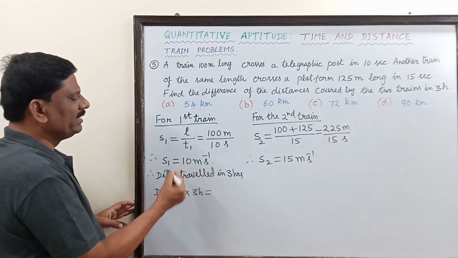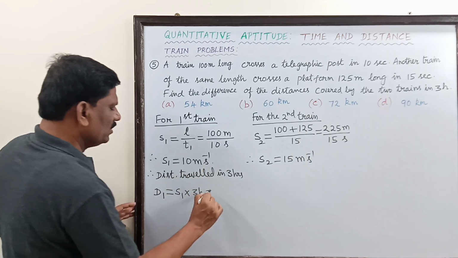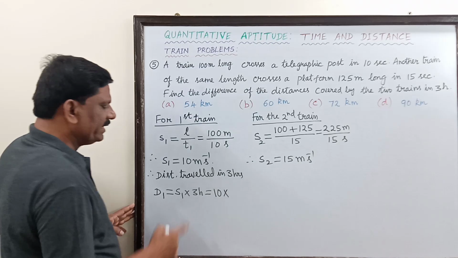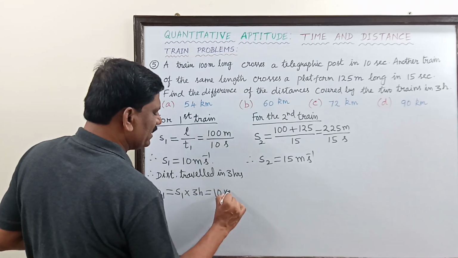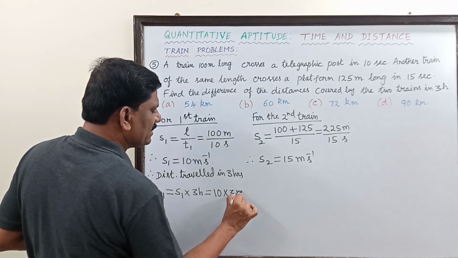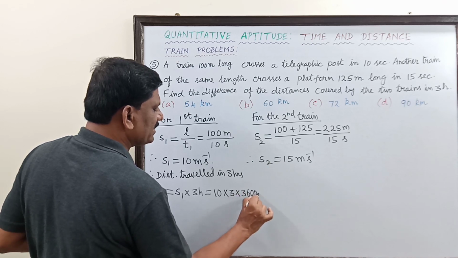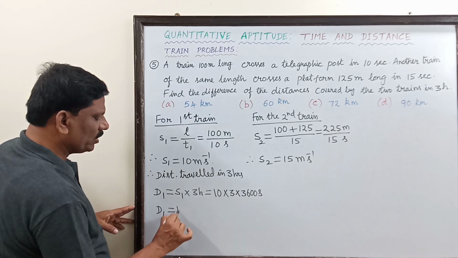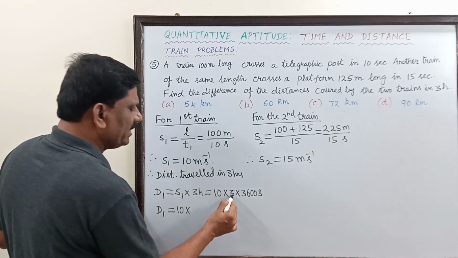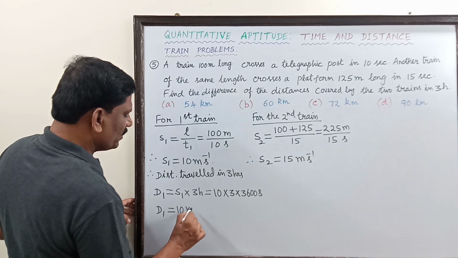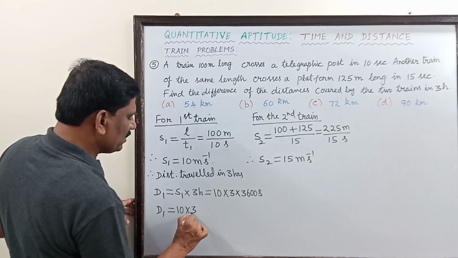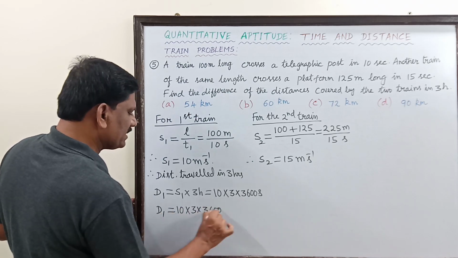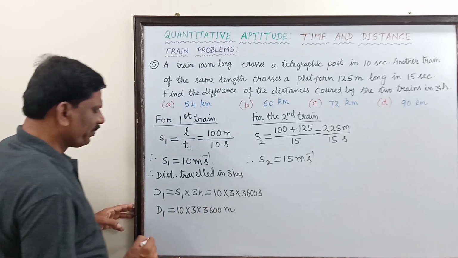But you see here it is in meter per second. So I will write this is equal to 10 meters per second into 3 hours, which can be written as 3 hours, and 1 hour is 3600 seconds. Therefore, distance D1 is now equal to 10 into 3 into 3600. So the distance will come in meters.